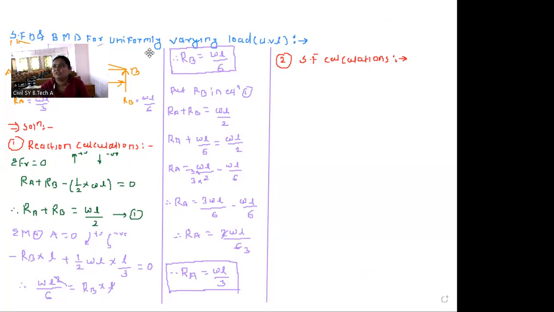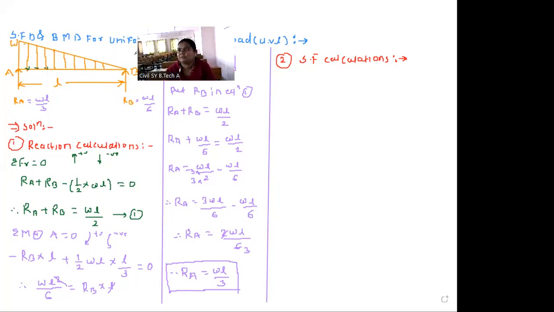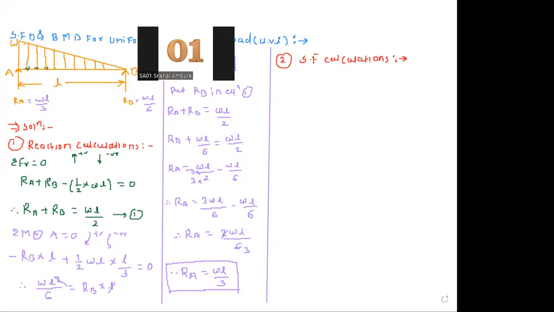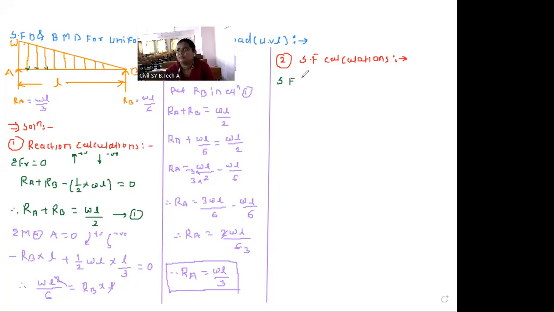Now you tell me, the shear force at A equals how much? Whenever we calculate shear force, clockwise rotation is positive and anti-clockwise rotation is negative. This RA creates clockwise rotation. So the shear force at A equals plus WL by 3 kilonewton. This is the shear force at A. After that, we will take a section at X at distance from A.